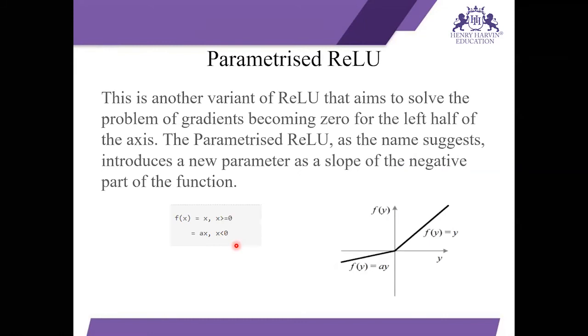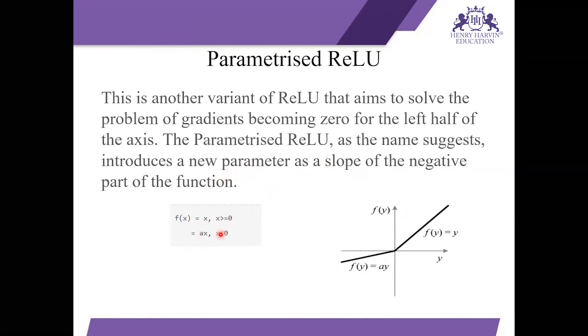So the next one is parametrized ReLU. This is another variant of ReLU. This also aims to solve the problem of the gradient becoming 0 for the left half of the axis. So as the name suggests, it introduces a new parameter as the slope of the negative part of the function.